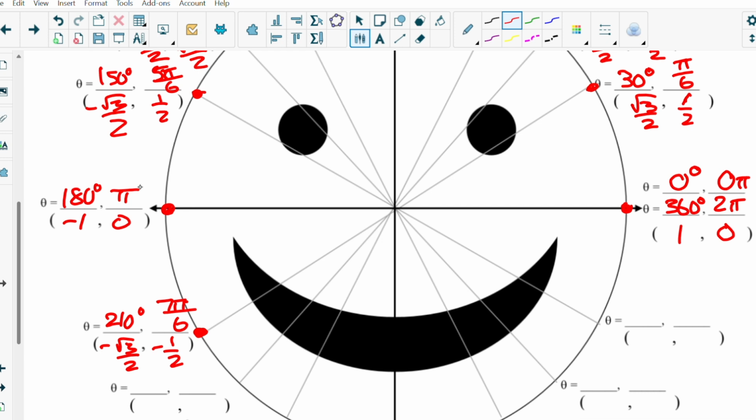How do I know it's 7 pi over 6? Well, I know this is also known as 6 pi over 6. Well, it's just pi over 6 more to get to this next spot here. So it's 7 pi over 6. That's a quick and easy way to remember that.